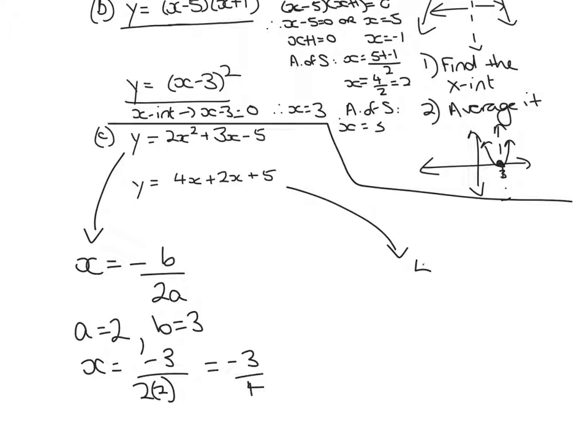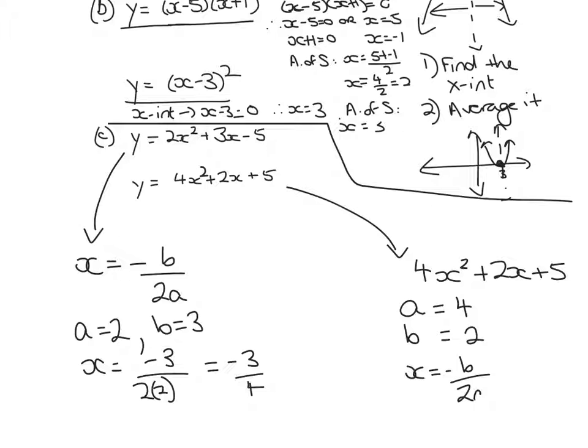What about the other one? Well, it's very similar. It should be 4x squared plus 2x plus 5. a is the number in front of the x squared, so a is 4. b is the number in front of the x, so b is 2. So x equals -b over 2a, which equals -2 over 2 times 4, which equals -2 over 8, which is -1/4.